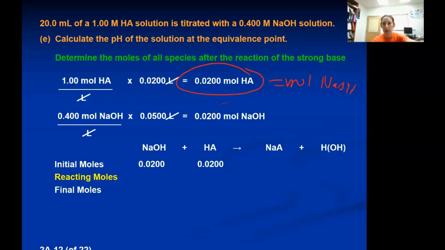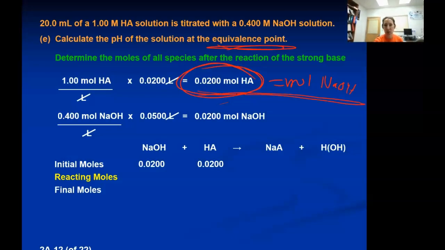So let's say you didn't want to do that stoichiometry problem I just did. You don't have to. The definition of equivalence point is that these two are the same. We just proved it by calculating it, but you can literally just say, we're at the equivalence point, moles are the same. That would have been a completely fine way to find your moles. Now, we're going to subtract 0.02 because that's how many moles of base we're adding to our acid.